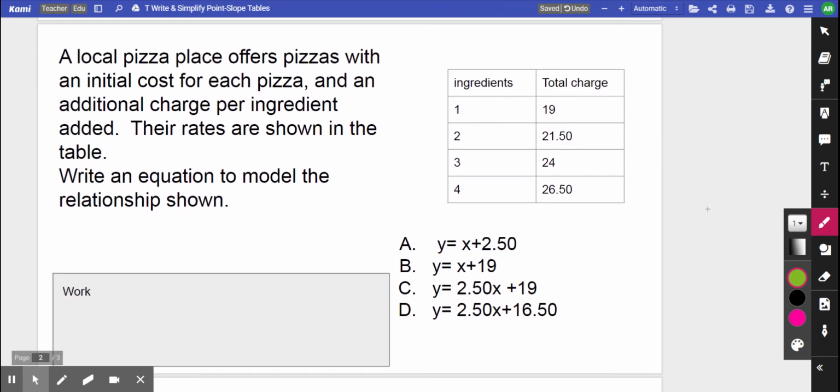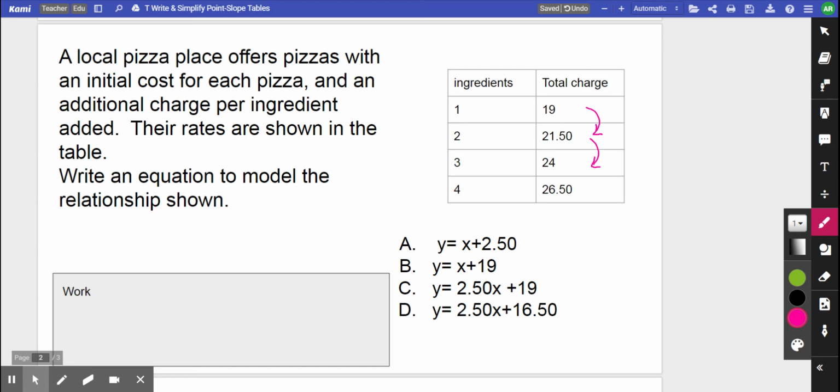So let's look at the next slide. A local pizza place offers pizzas with an initial cost for each pizza and an additional charge per ingredient added. Their rates are shown in the table. Write an equation to model the relationship shown. Again, as you can see here, it must be linear because all of our answer choices are linear. So mathematically, what do we add to get from $19 to $21.50? And what do we add to get from $21.50 to $24?